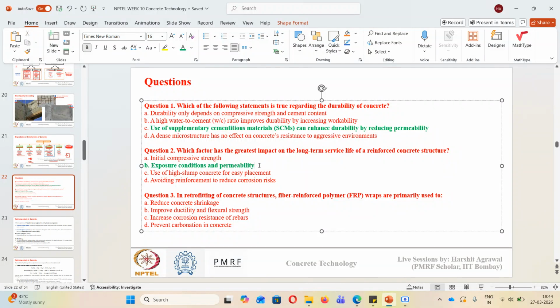That's why in the IS code we have control over the water to cement ratio and grade when we talk about exposure severity conditions. These two factors together contribute the greatest in terms of long term service life.